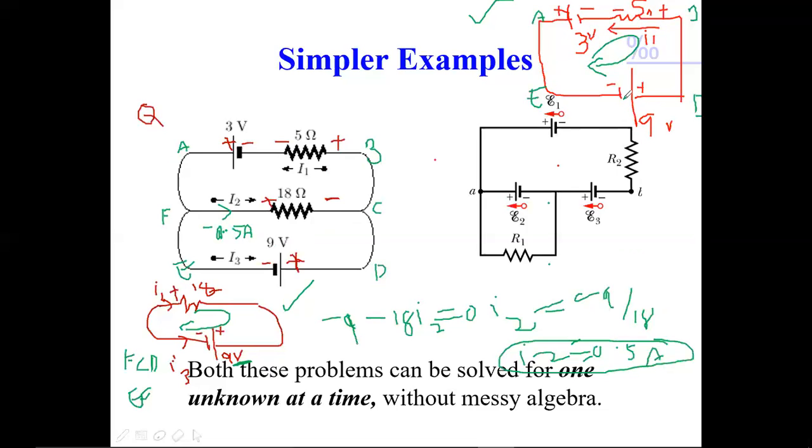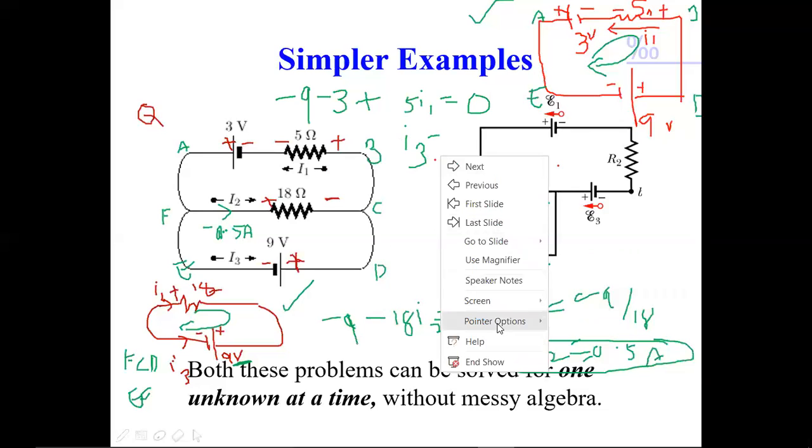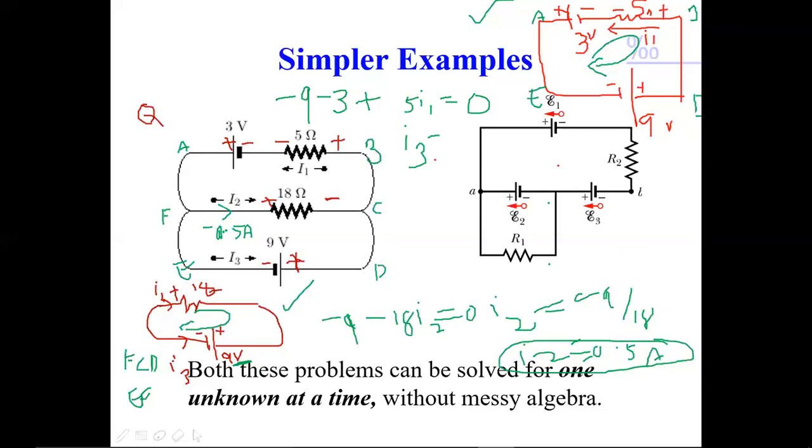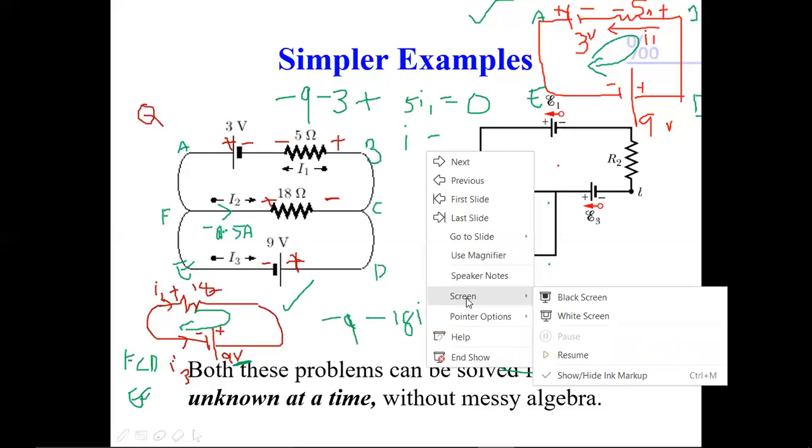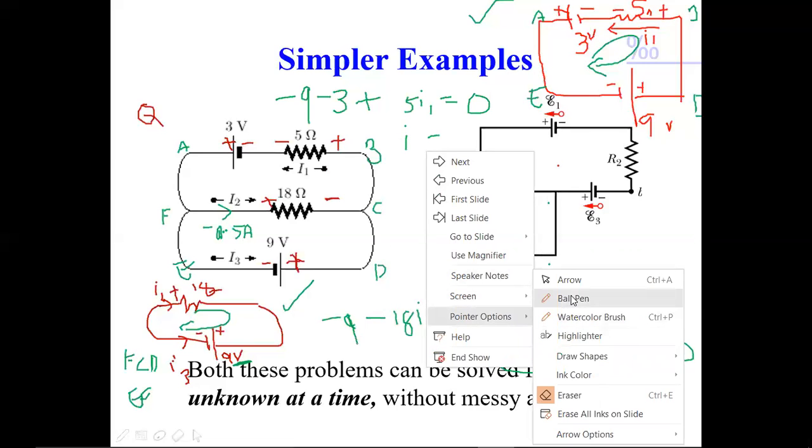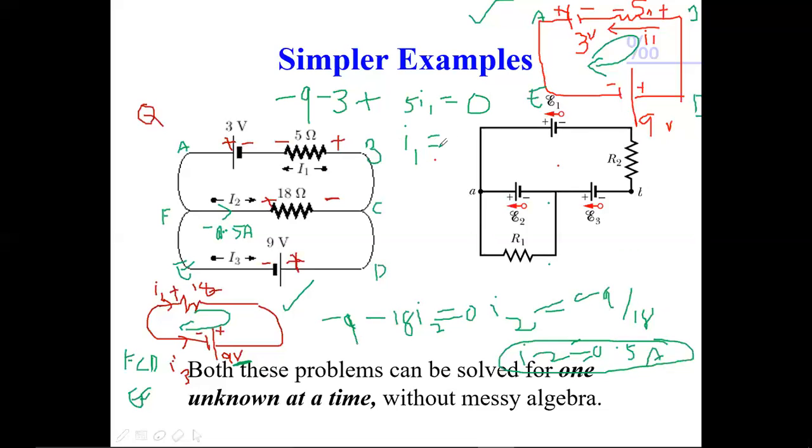Let me start from here. My leaving sign is -9, leaving sign -3, and for this current plus 5, the voltage drop is plus 5, I1 is equal to 0. Hence I1 is equal to 9 plus 9 plus 3, sorry, that is I1, right? This is I1. I1 is nothing but 12 by 5. Sorry, 5 by 12. 5 by 12.